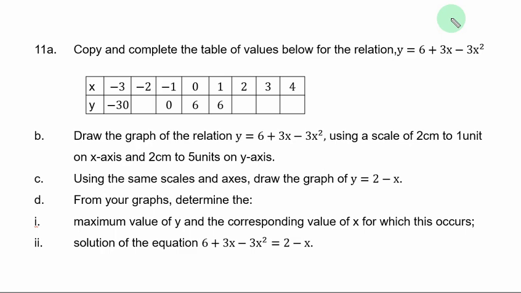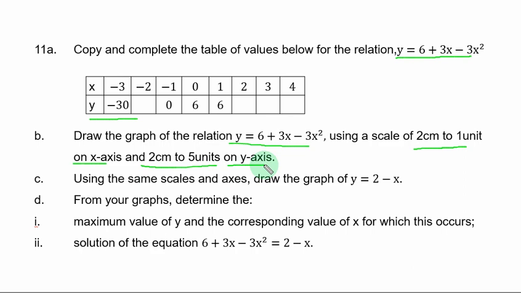Question 11a. Copy and complete the table of values below for the relation y equal to 6 plus 3s minus 3s cubed. You have the table of values with some missing y values and you are expected to solve for them. See part b of the question. Draw the graph of the relation using a scale of 2 cm to 1 unit on the x-axis and 2 cm to 5 units on the y-axis.